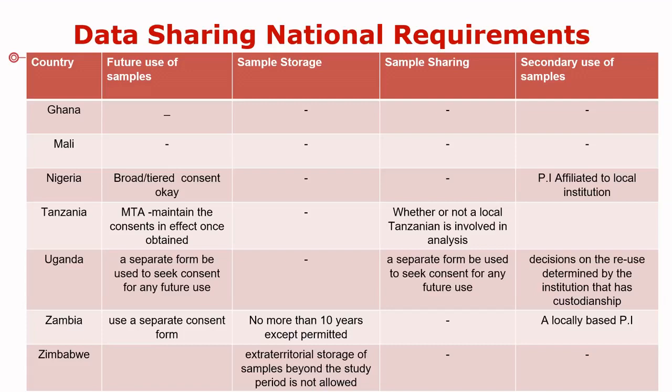Nigeria is very flexible. There is support for broad or tiered consent. But perhaps we want to look at the Nigerian requirement for secondary use of samples. The requirement there is that you need a principal investigator that is affiliated to a local institution. I think Professor Abimiku can highlight that more, because that seems to be very different from Zambia, because Zambia says a locally based PI. So that's a bit confusing: in Nigeria, is it locally based, or is it okay if the PI is affiliated to that institution, even if they are not locally based? But Prof. Abimiku will be in a better position to clarify that.